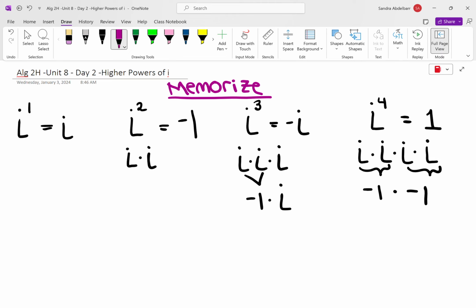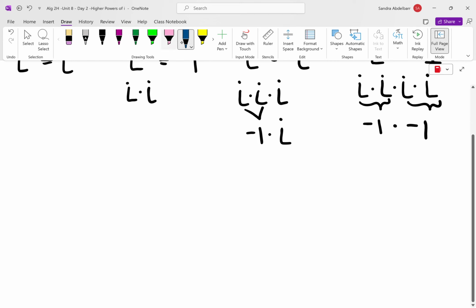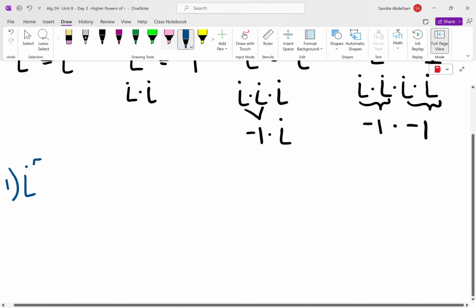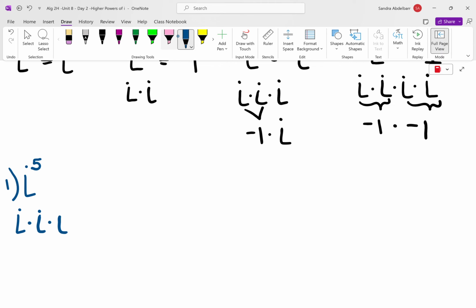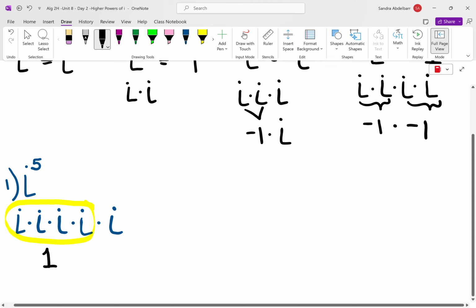Okay, well, what happens when we go higher than i to the fourth? Let's see. If we have i to the fifth power, well, isn't that i times i times i times i times i? But every 4 i's multiplied together is what? 1. So this just leaves us with 1 times i to the first, which is just i.